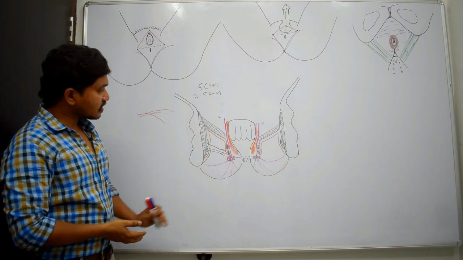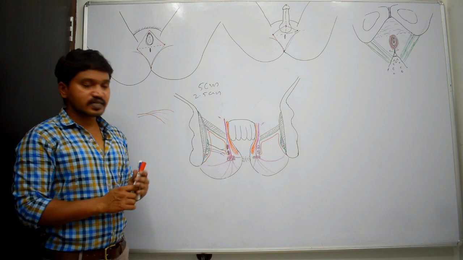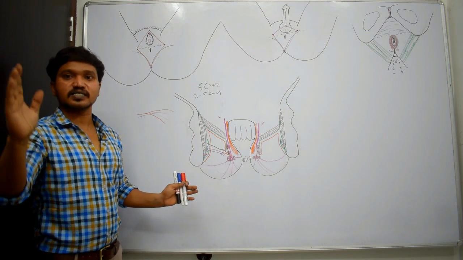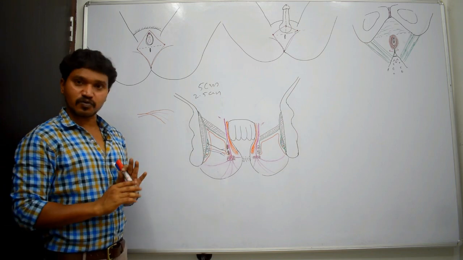Now we will see the contents of it. Almost all contents we have discussed, but specifically we have to define the structures which are present in the ischiorectal fossa.